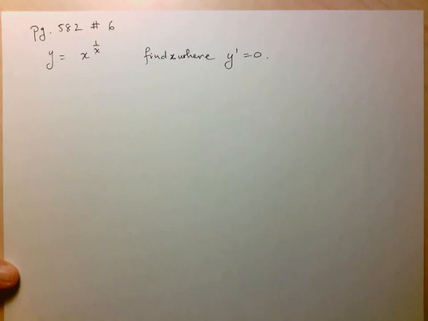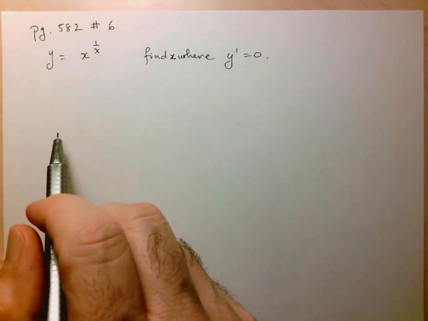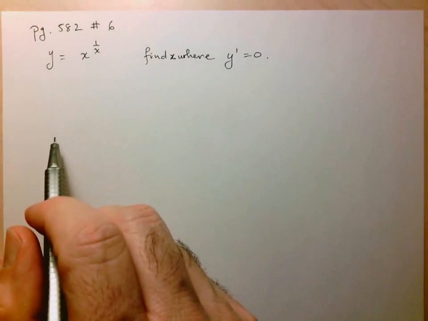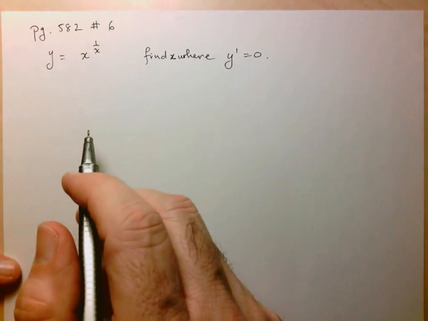Hi folks, we're looking at page 582 number 6. So they give us this function here and they want us to determine where the slope of the tangent is 0. So in other words, we need to determine where the derivative is equal to 0.